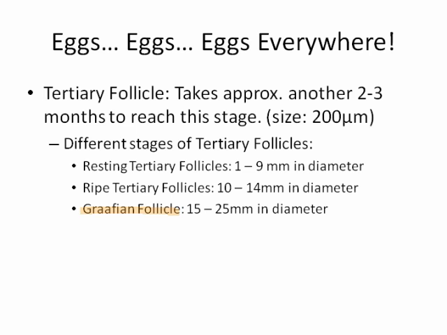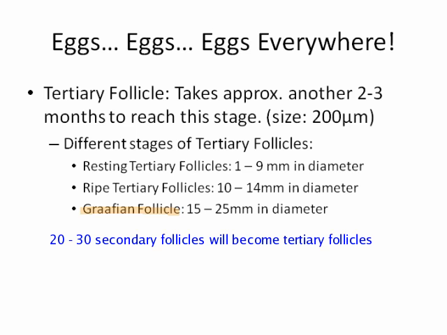Now, I should mention a couple things. As we will talk about with the menstrual cycle, each month, 20 to 30 secondary follicles will become tertiary follicles. And that's in each ovary. Right? So each month, 20 to 30 secondary follicles begin this transformation into a tertiary follicle.